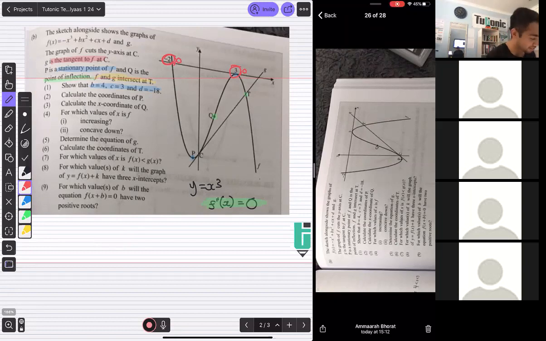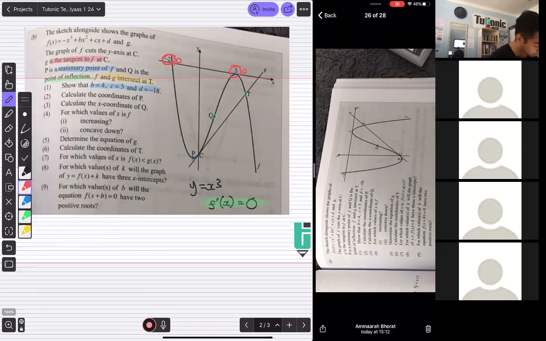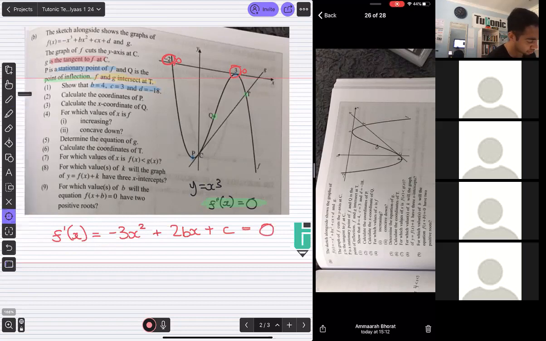So I'm first going to do the turning point, because that will give me, so what's the derivative of the graph, guys? Minus 3x squared plus 2bx plus c. And we are saying we're subbing in which value? And we're saying the derivative is equal to naught. Where? At the stationary turning point.